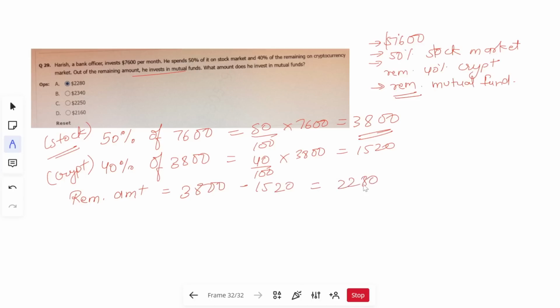Now 2,280 is the amount that Harish will invest in mutual fund, because that is what we have to find. See, initially he had 7,600. Out of that, 50% he invested in stock market, which means 3,800 he invested in stock market. Out of the remaining 3,800, 40% he will invest in cryptocurrency, which means 1,520 he will invest in cryptocurrency. So out of 3,800, if 1,520 is gone, we are left with 2,280. So this is the amount that he is left with, and he will invest all of this in the mutual fund. So the correct answer is going to be option A.